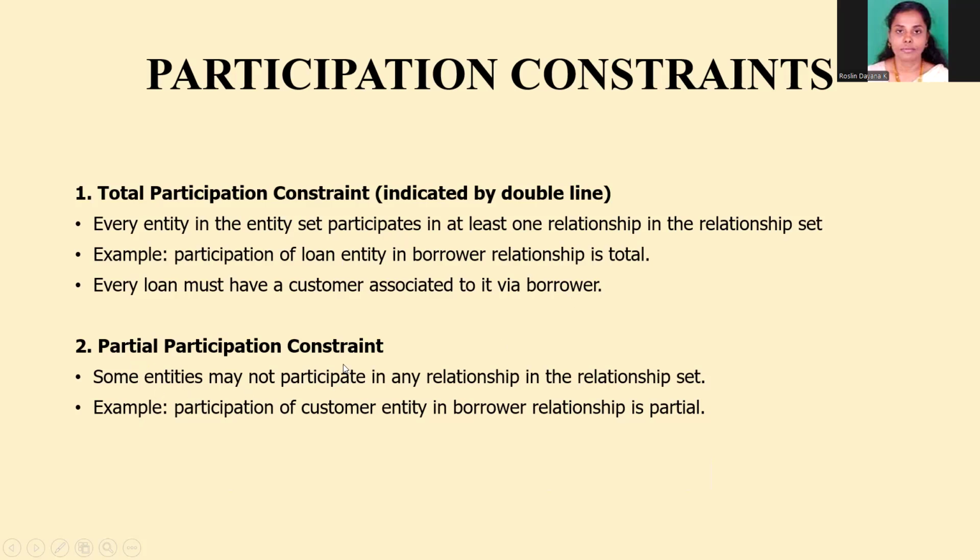Partial participation constraint. Some entities may not participate in any relationship in the relationship set. Example, participation of customer entity in borrower relationship is partial. Some customers will be buying a loan. Some customers will not get a loan. So all the customers will not be part of a borrower. But if we take total participation, all loan entities will definitely have a borrower. So that is total participation.